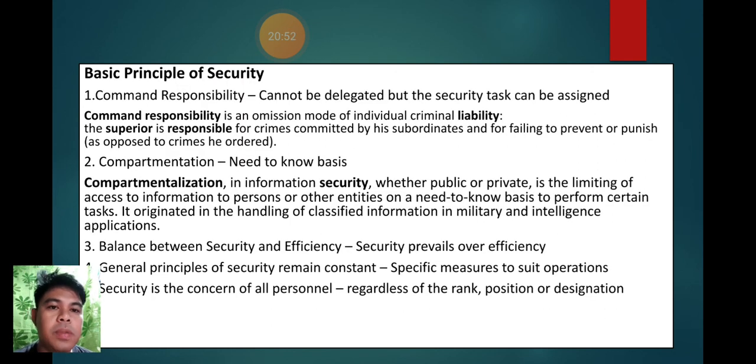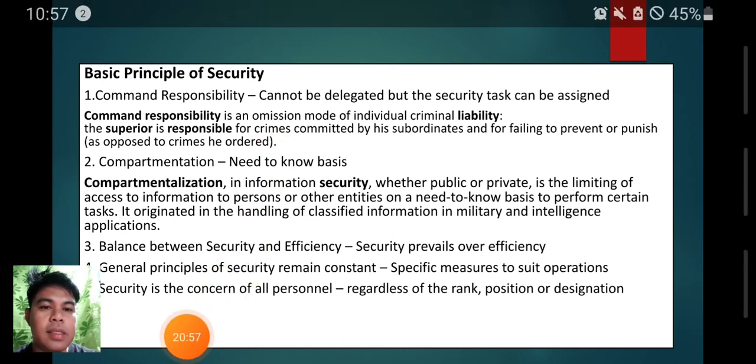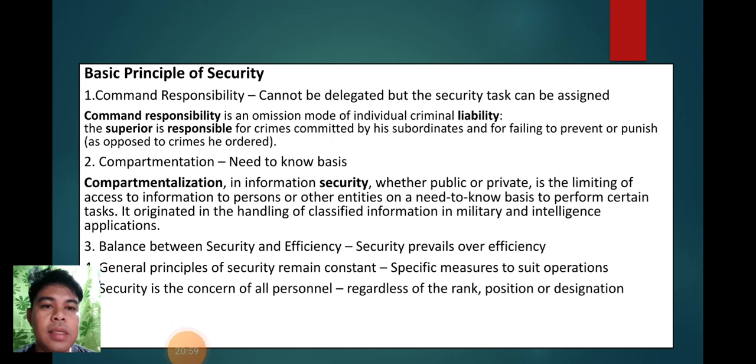So, basic principles of security. Again, I said command responsibility. This is the other term which I discovered: an omission mode of individual criminal liability. The superior is responsible for crimes committed by subordinates and for failing to prevent or punish, as opposed to crimes he ordered. So, yun yung other term niya.